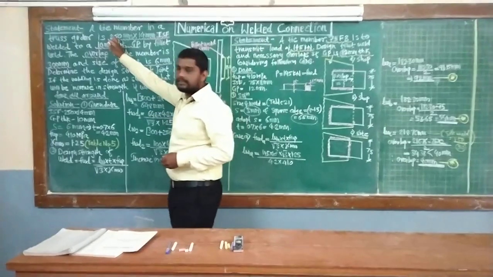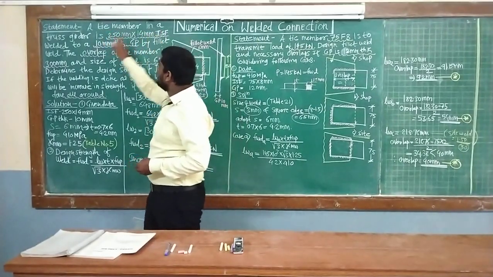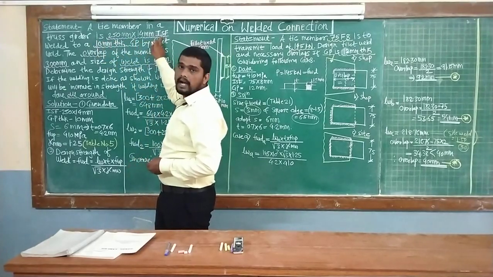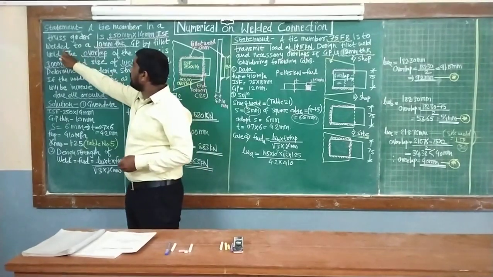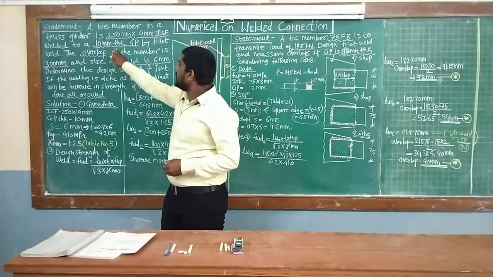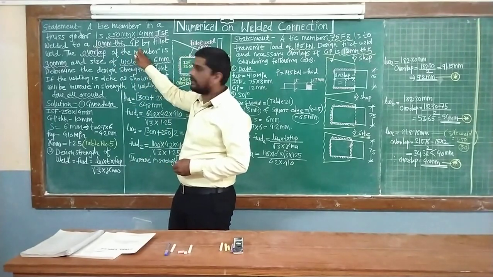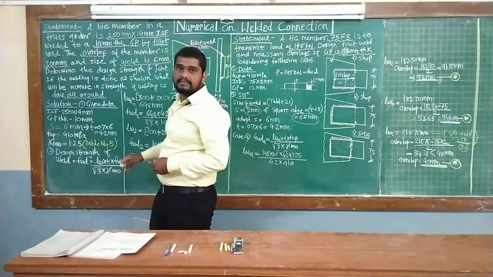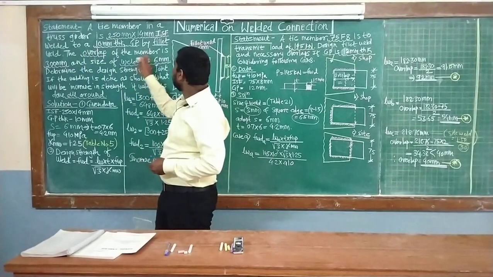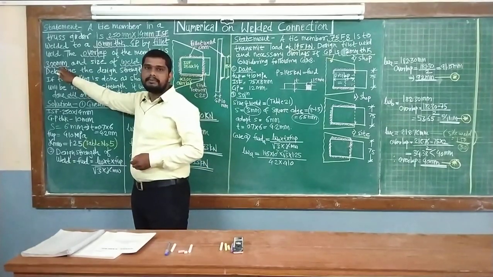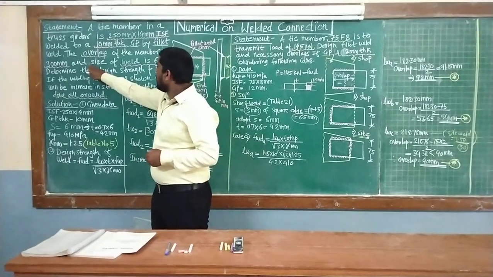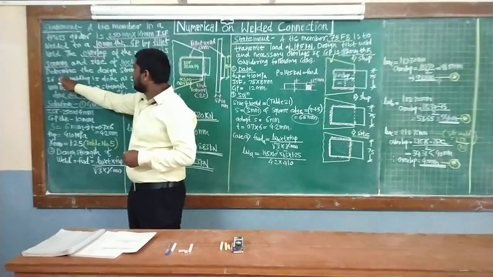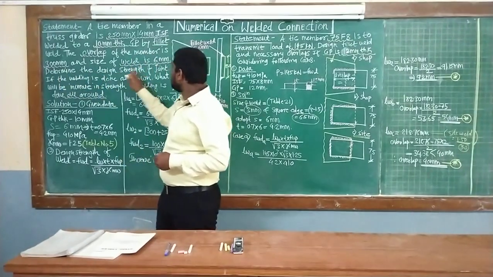So one statement, that is numerical: a tie member in a truss girder is 250 mm by 14 mm ISA, Indian Standard Flat Plate, welded to a 10 mm thickness GP, that is gusset plate, by fillet weld. It is very important. We are going to design a fillet weld. The overlap of the member is 300 mm as given in the figure, and the size of the weld is 6 mm, which is standard and mentioned in the numerical. Then determine the design strength of the joint.